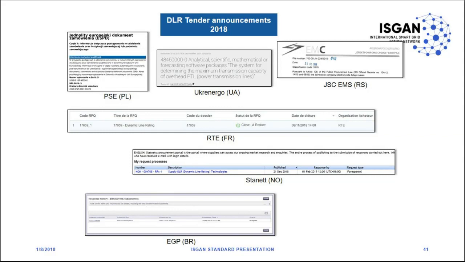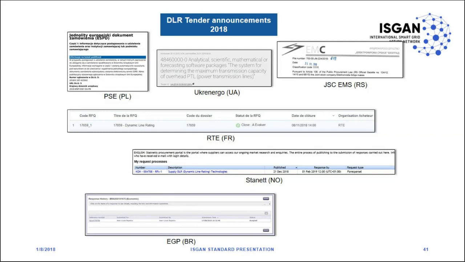So we would like to make the following point now. Dynamic line rating has become relatively common. It's a mature technology. It's been tried for more than 25 years, and our company started research over 15 years ago and started commercial deployments more than 10 years ago. So in terms of technology, it's mature, and you can see the proof of it just if you look at the tender round announcement of last year.